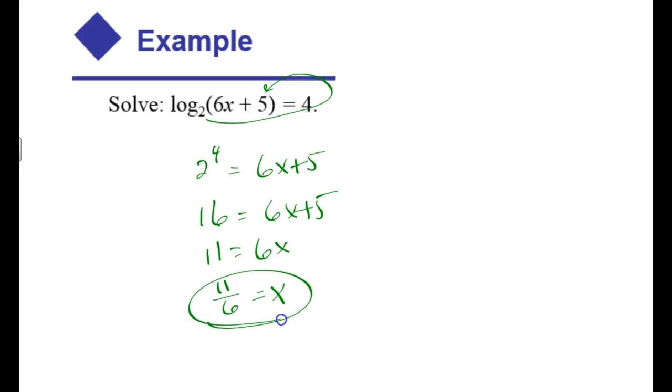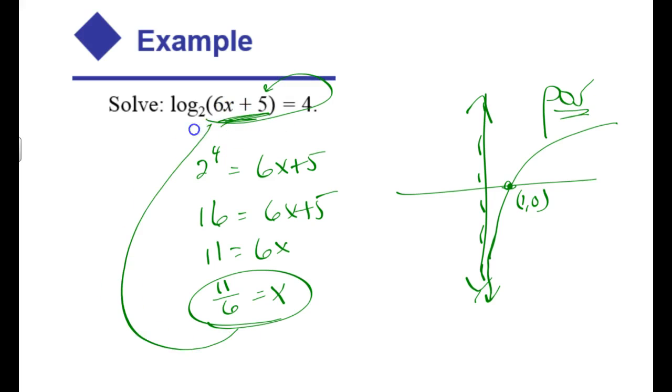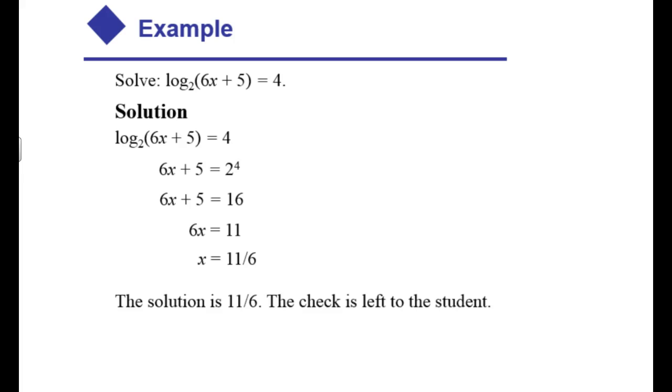The only thing is I want to make sure that this is not an extraneous solution. Remember, when we graph logs, we said that all logs go through the point (1, 0) unless there's a horizontal or vertical shift. But the important thing is that logs are positive. You don't want to be taking the log of a negative. So if I were to throw 11/6 back in there, make sure it doesn't cause me to take the log of a negative, because if you do take the log of a negative, you'll get an undefined value. So I think we're safe with 11/6, but make sure that you check.